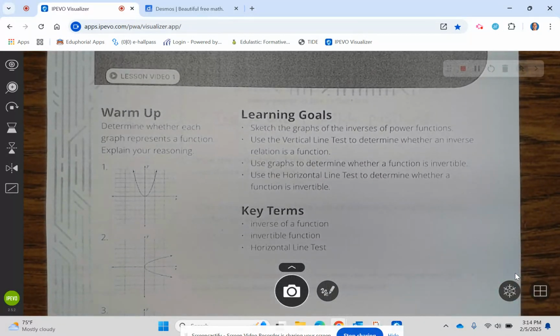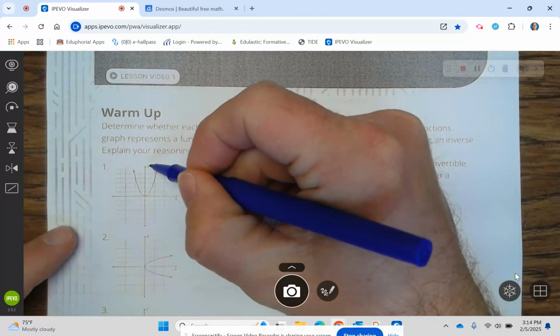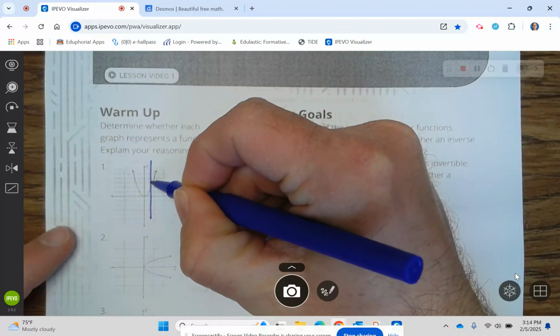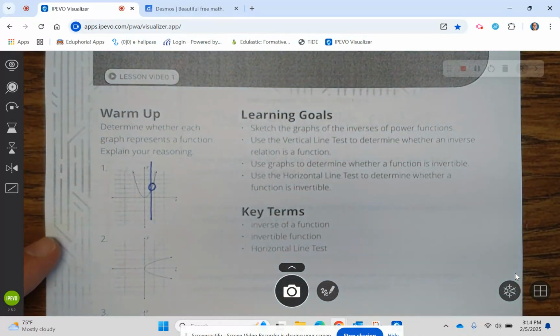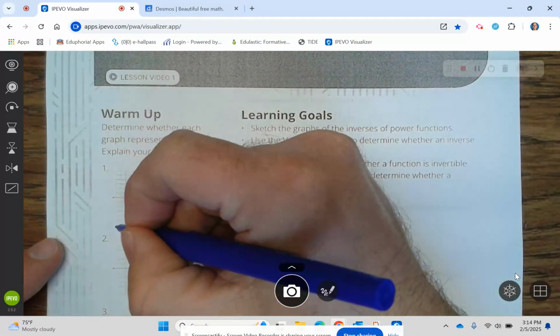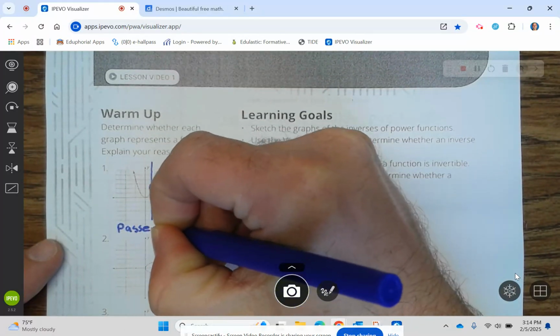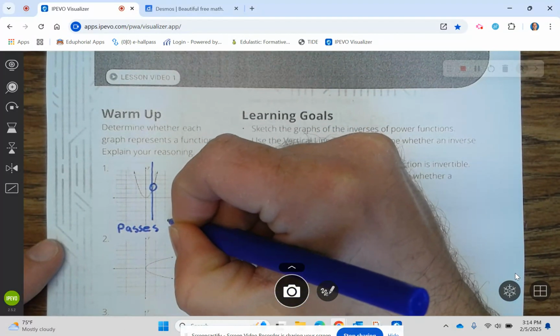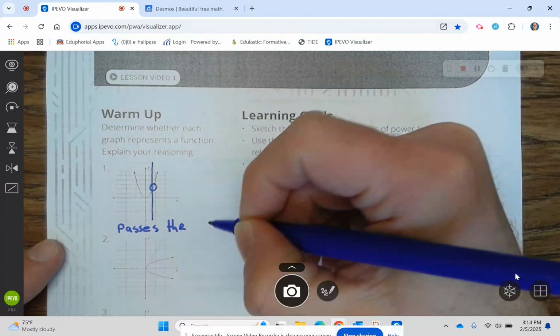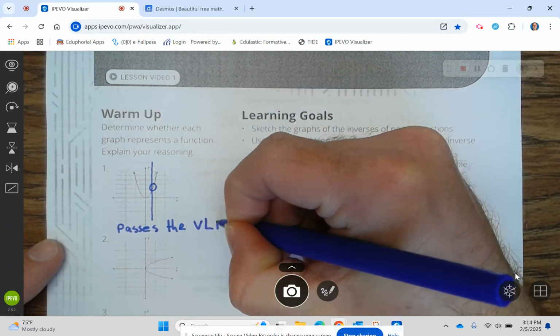Warm up. Determine whether each graph represents a function. Explain your reason. So, I'm going to draw a vertical line through the graph. It only crosses once, so it passes the vertical line test.